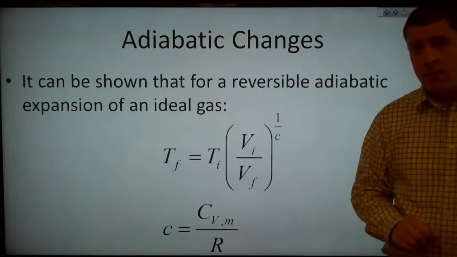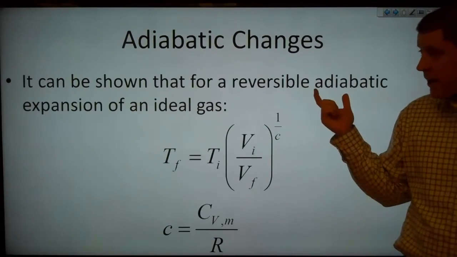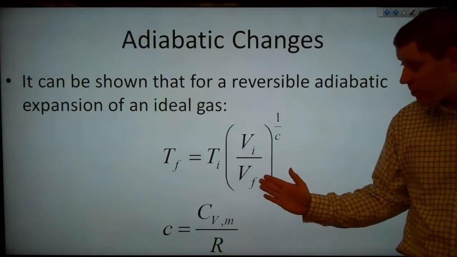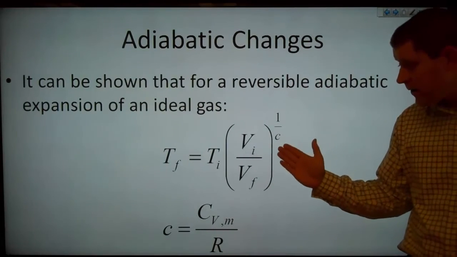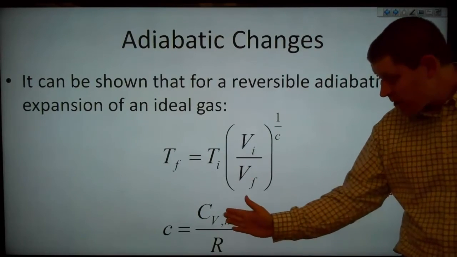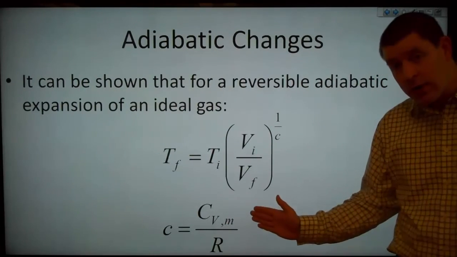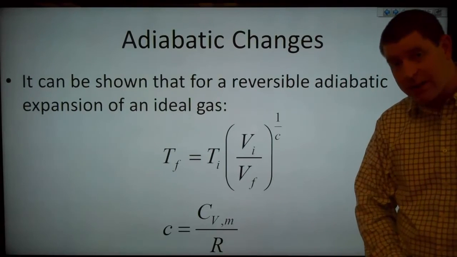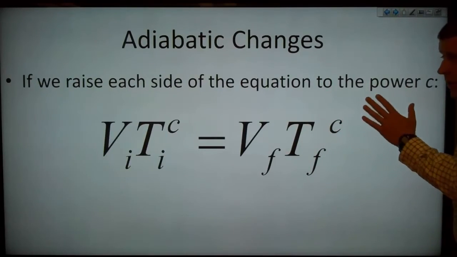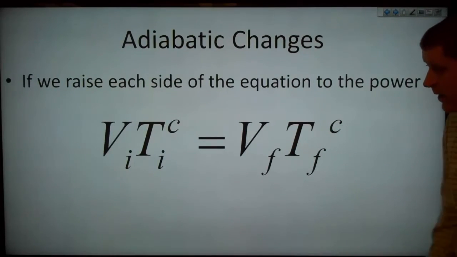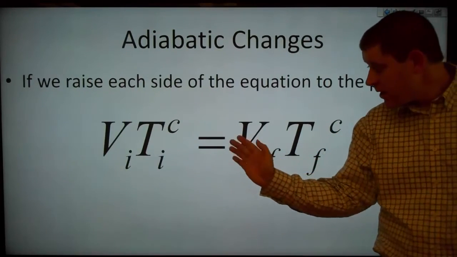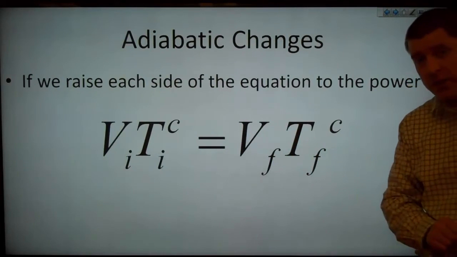So we can show that for a reversible adiabatic expansion of an ideal gas, the final temperature is equal to the initial temperature times the quantity Vi over Vf to the power of 1 over c, where c is the value given here, the molar constant volume heat capacity divided by R, the gas constant. And if we then raise each side of our equation to the power of c, then we get Vi times Ti to the c is equal to Vf times Tf to the c.